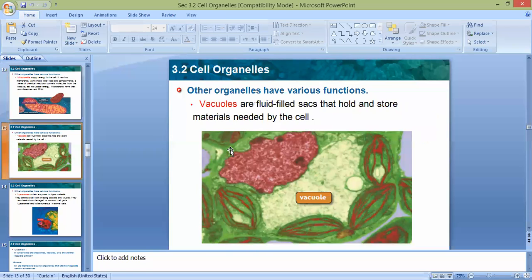Clear? Okay, vacuoles. We have vacuoles in both plant and animal cells. But in plant cells, we have a large central vacuole, because it stores more materials like water and food. Animal cells don't need big vacuoles, just small vacuoles, because we don't store a lot of water and food.